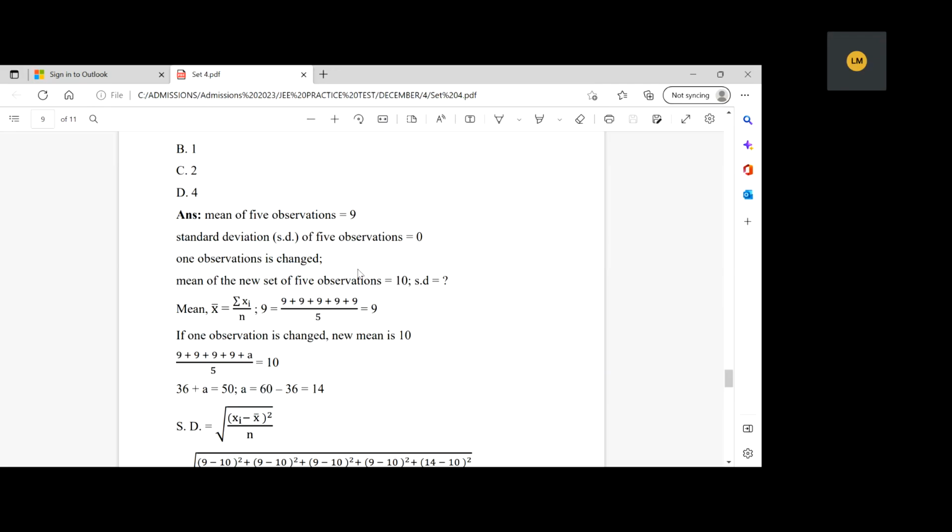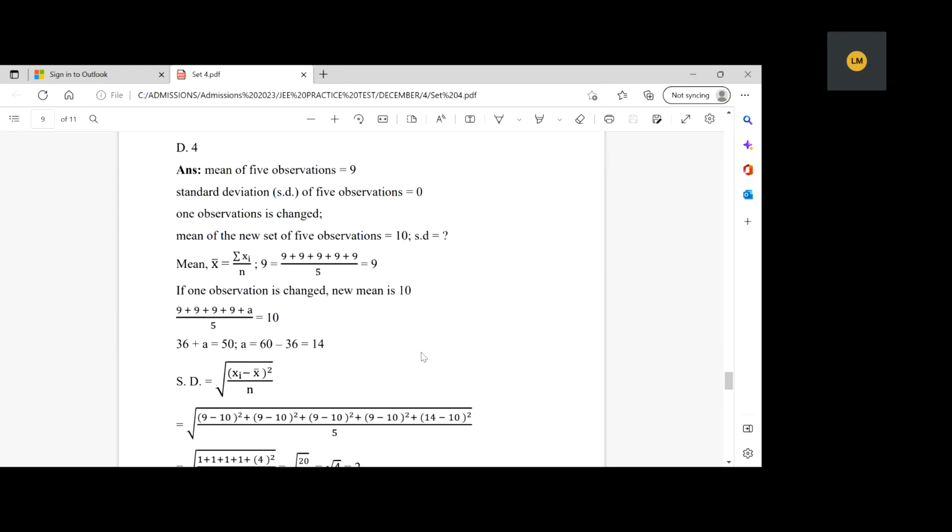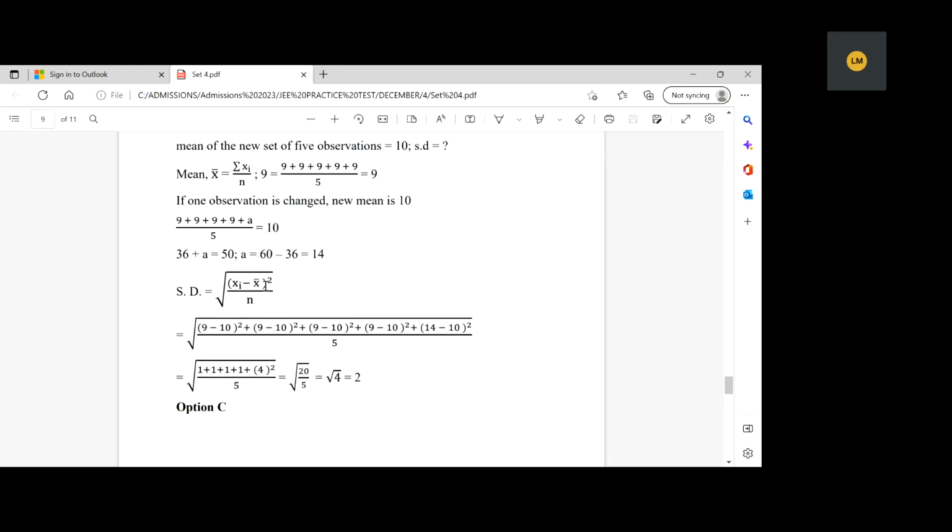It's the total sum by the total count, right? So this has to be 5 into 9 by 5. Similarly you have to find out the standard deviation also. You have to use the formula which you have studied. It's root of xi minus x bar whole square by n. So this has to be 0. If this has to be 0, the values have to be similar. So that is with the first case.